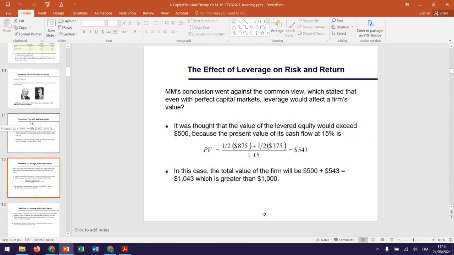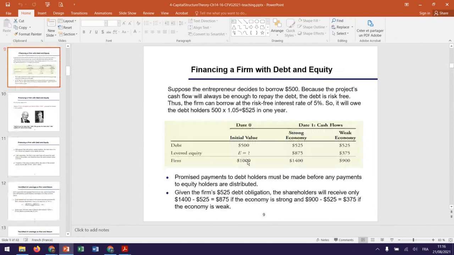MM's conclusion went against the common view, which stated that even with a perfect capital market, leverage would affect the firm value. If I calculate the expected cash flow exactly as I did before, it was thought that the value of levered equity would exceed 500, because the present value of its cash flow at 15% is 545. Remember, we have 875 and 375 to the levered equity holder.